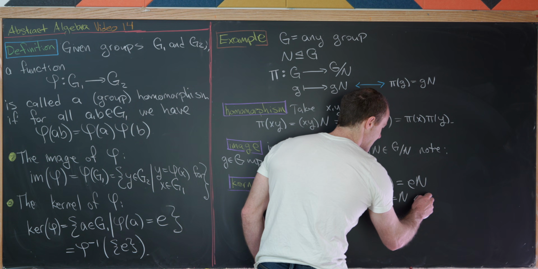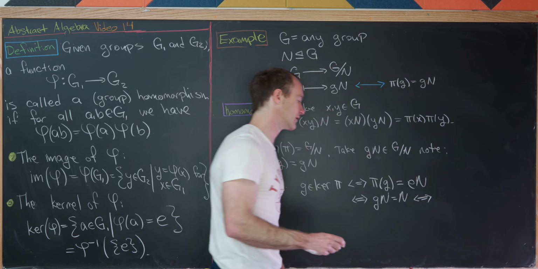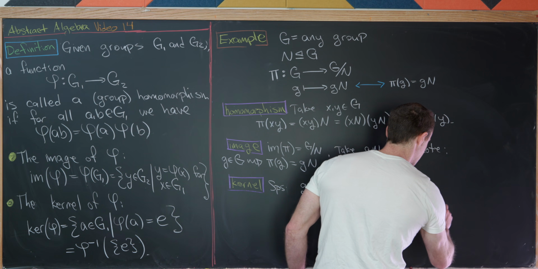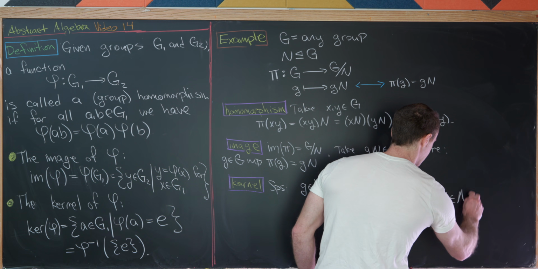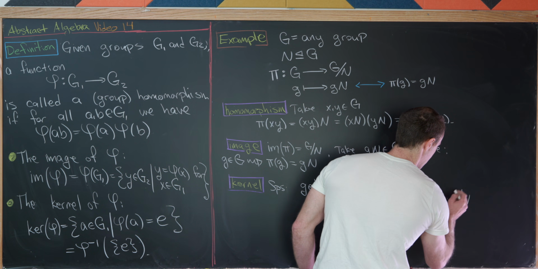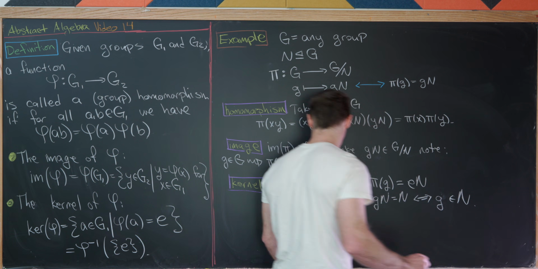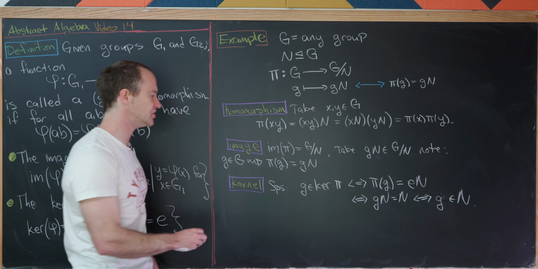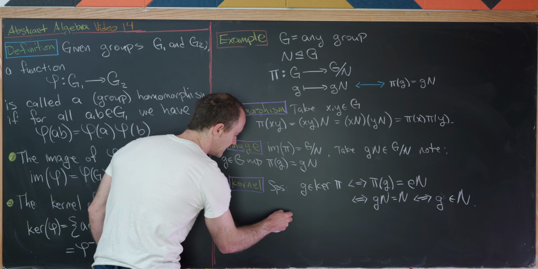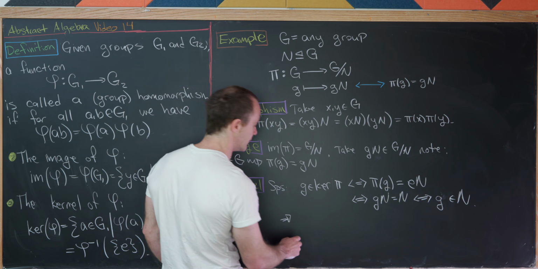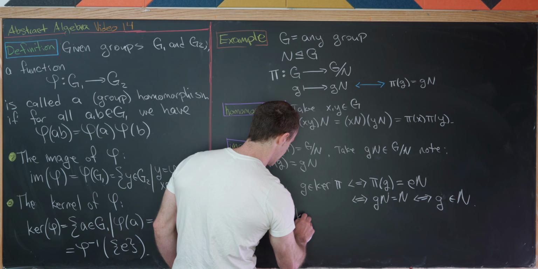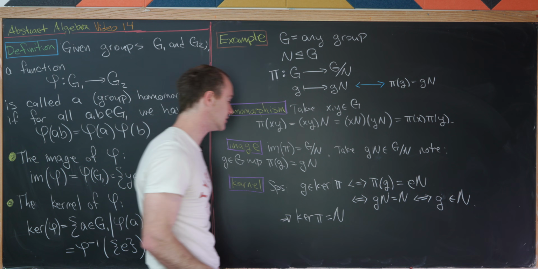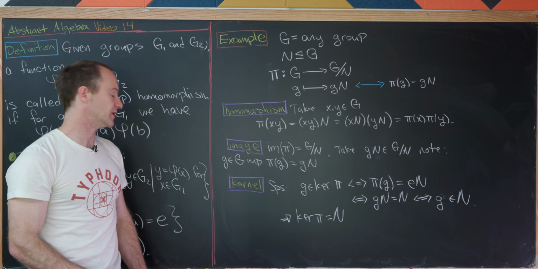But then by a big result that we proved a while ago about when cosets are equal, this is equivalent to saying that g is inside of N. Okay, so let's see what we have. We have g is inside of the kernel of pi if and only if g is inside of N. But that's exactly the sort of condition that we need to show that the kernel of pi is in fact equal to this normal subgroup here.